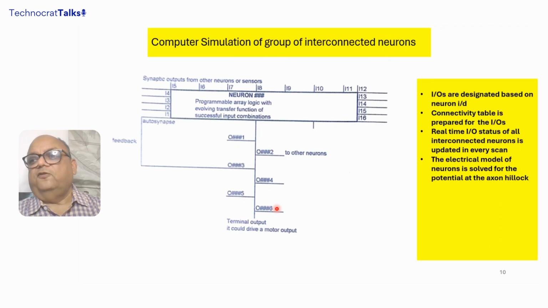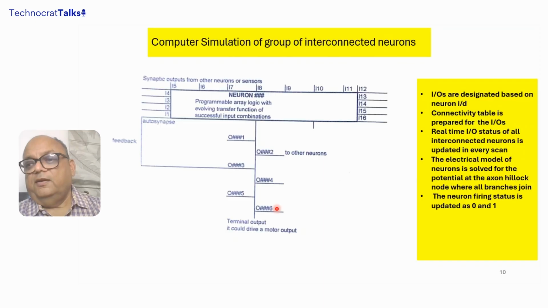The electrical model of the neuron is solved to work out the potential at the axon hillock, based on what potentials exist at the ionic tree. Then you determine whether the neuron will fire or not by having a 0 or 1 status. It is digital, all or nothing. Inside, of course, there will be analog voltages, but the output is 0 or 1. Either the action potential is there or it's not there.